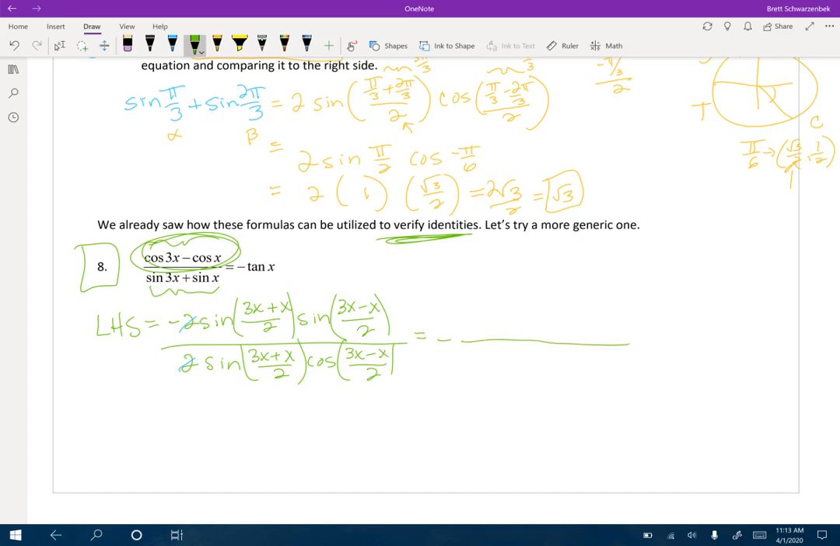Then we're going to get the sine of 4x over 2, which is 2x. We're going to get the sine of 2x over 2, which is just x. In the denominator, we're going to get sine 2x and cosine x when we simplify these, which is really neat because these are now canceling, and we're going to get negative sine over cosine, which of course everybody knows is negative tangent x, which is our right-hand side. So that's a nice little straightforward proof for you.